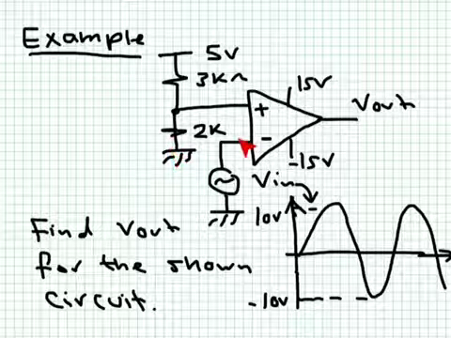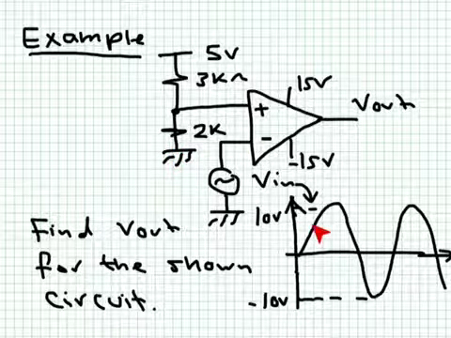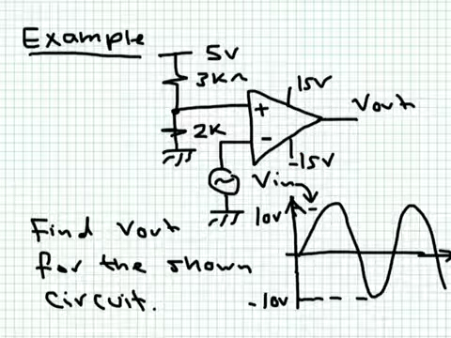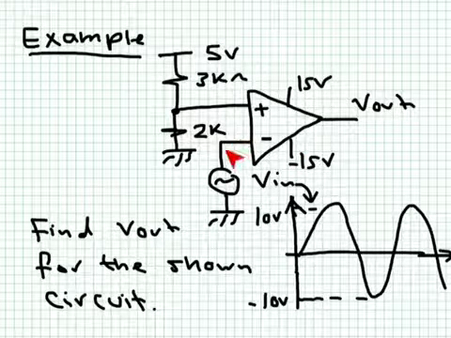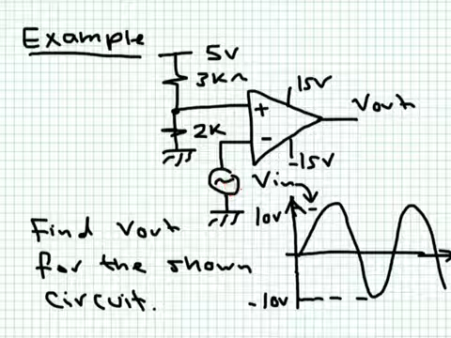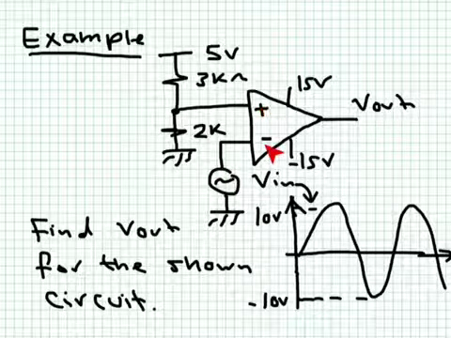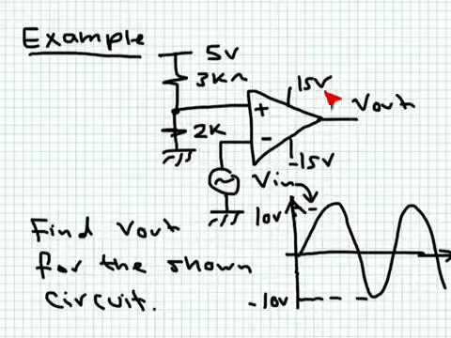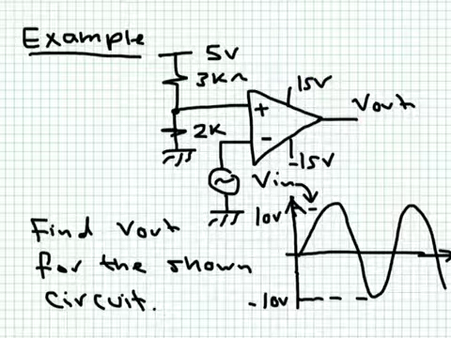So when V input exceeds 2 volts, the output will saturate at minus VCC, which is minus 15 volts. When V minus drops below 2 volts, then V plus becomes higher than V minus, and the output will saturate at plus 15 volts. Remember that the supply voltage here is 15 and minus 15.